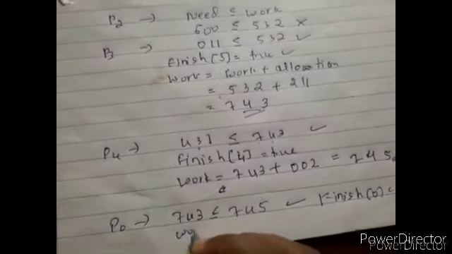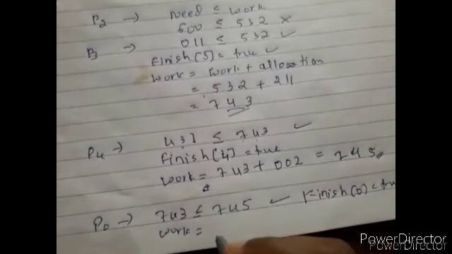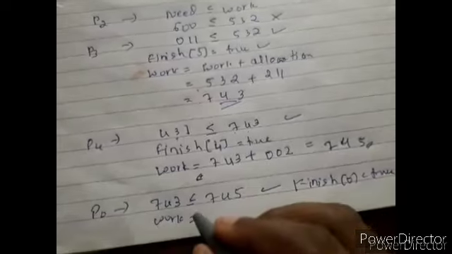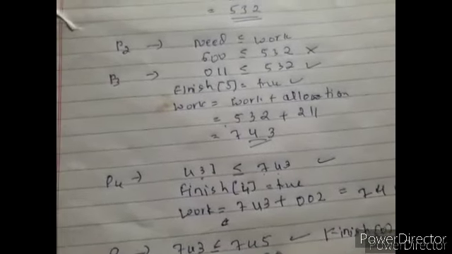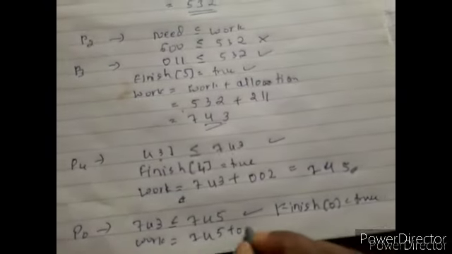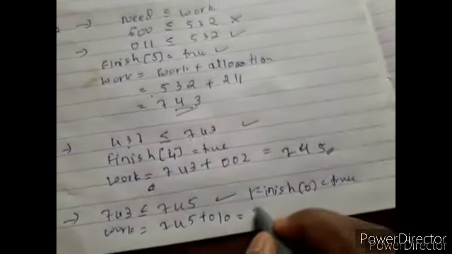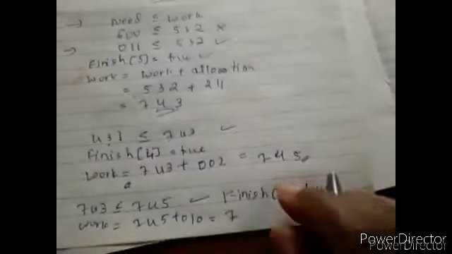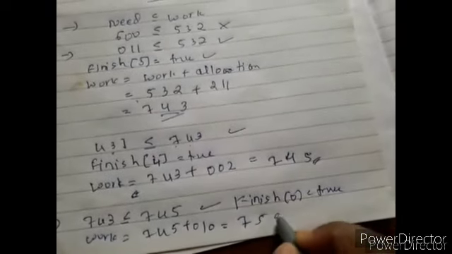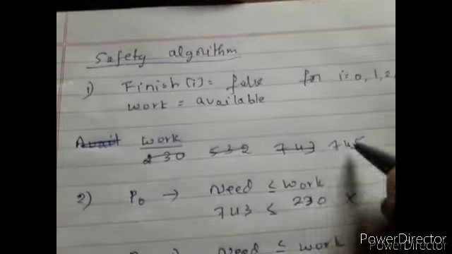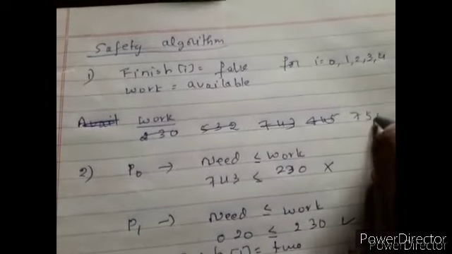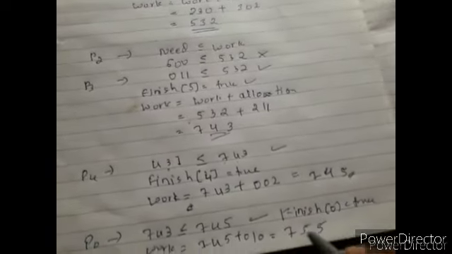Okay, next we need to update the work value. So work is equal to work plus allocation. What is the work value now? 7 4 5 plus allocation of process P0, that is 0 1 0. So 7 plus 0 will get 7, 4 plus 1 will get 5 and then 5. Okay, now we'll update the available value, that is 7 5 5. Now it is updated, 7 5 5.